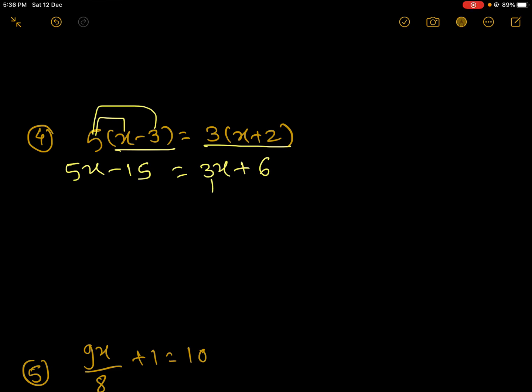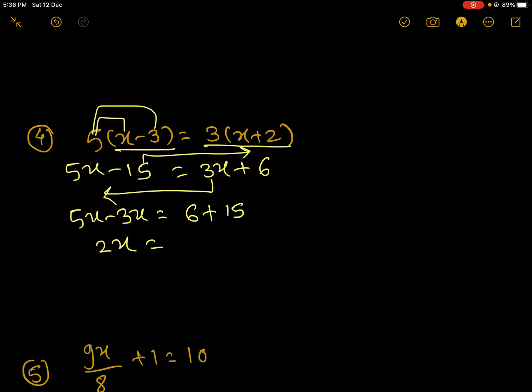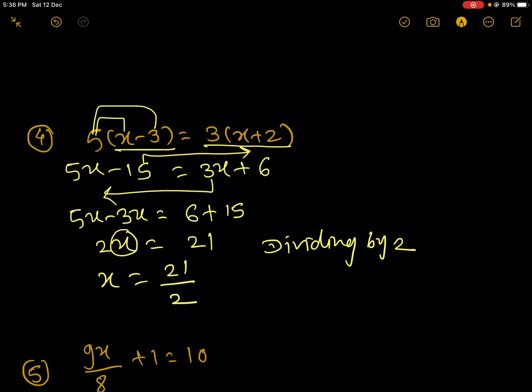Then shifting of the terms, x to this side and 15 to this side. Then 5x minus 3x equal to 6 plus 15. 5x minus 3x gives 2x equal to 21. Then to find the value of x, we have to divide the right hand side by 2. Then we get x equal to 21 upon 2.